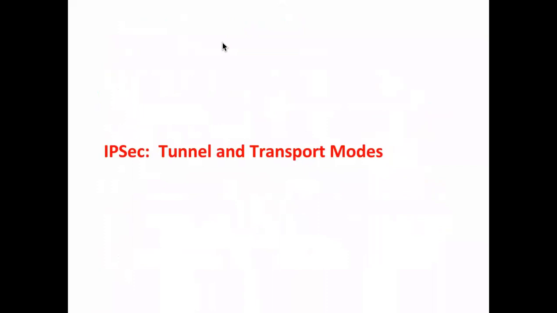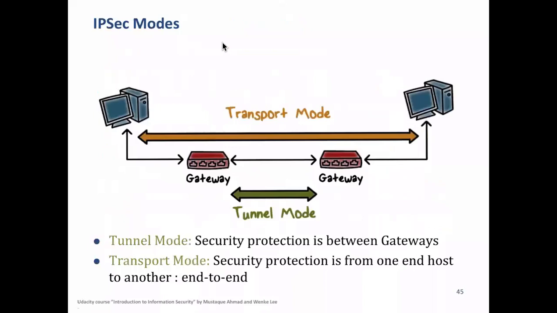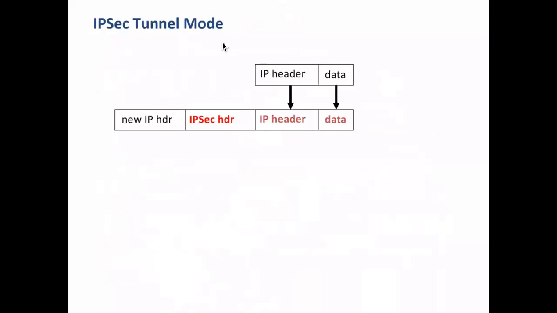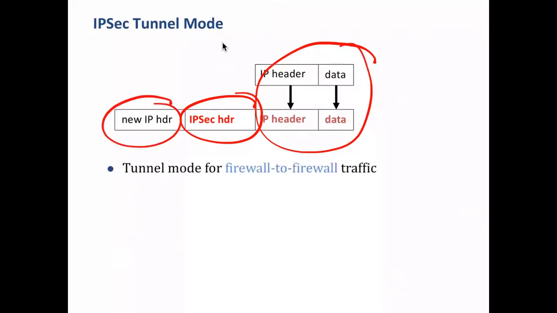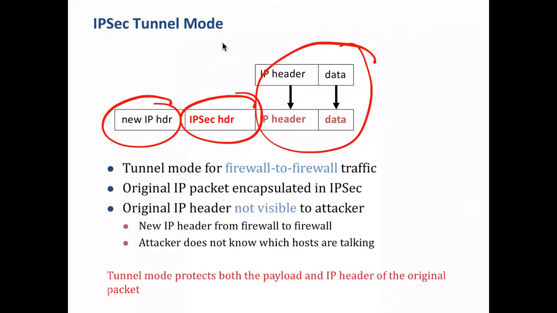Now we have already seen tunnel and transport types. Tunnel of course happens between gateway to gateway, and transport happens between end entities. So this is the way we create a tunnel: take the original packet, put it here, then have the IPSec header and the new IP header, right? So this is firewall to firewall traffic.